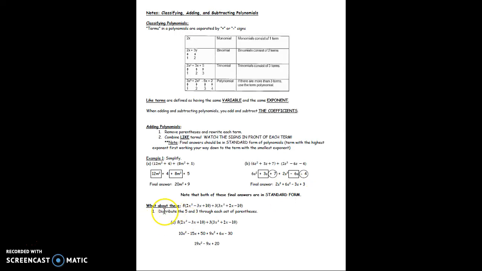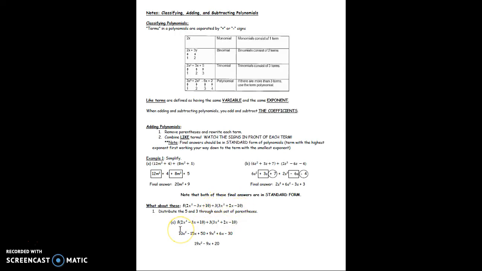Now, in this first example here, I have a 5 times this trinomial plus 3 times that trinomial. So what you have to do first, because I have a number outside of those parentheses, we're going to have to distribute this 5 into this set of parentheses because that's what it's attached to, and then distribute this positive 3 to this second set of parentheses, again, because that's what it is attached to.